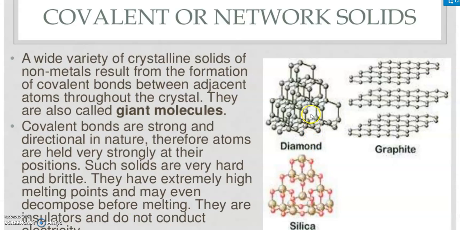If you have seen here, you can see their layered structure. Graphite also has a layered structure. So they are known as giant molecules. Covalent bonds are strong and directional in nature. Due to this, atoms are held very strongly at their positions, and they are very hard and brittle. They have extremely high melting points and may even decompose before melting. They are insulators and do not conduct electricity, whereas ionic compounds also have high melting points, but they conduct electricity in the molten state.